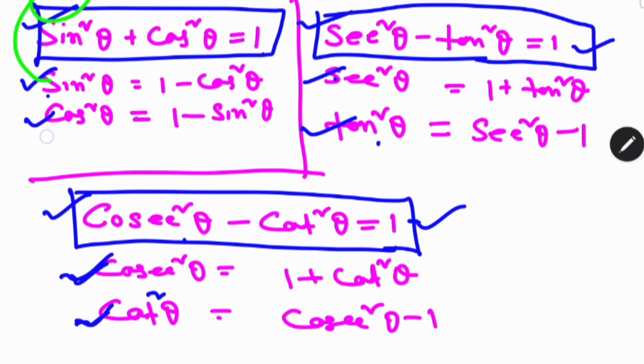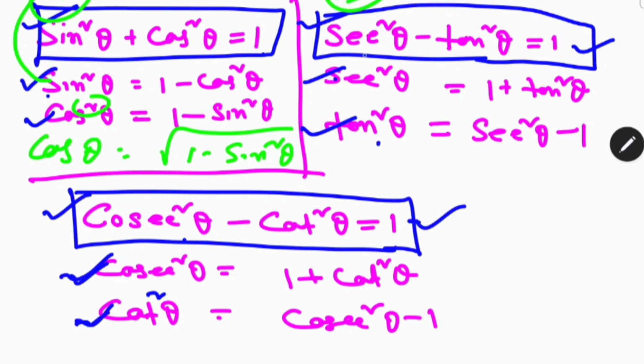In the same way, from here we can take out cos theta also. It will be root over 1 minus sin square. As the square is removed from here, the square root will come. The second formula you have to remember is sec square theta minus tan square theta equals 1.